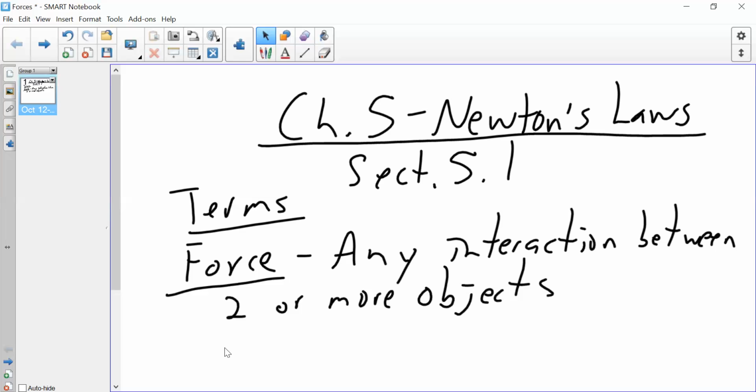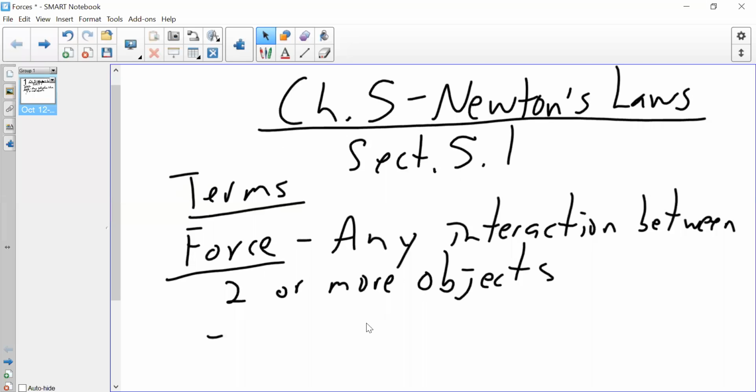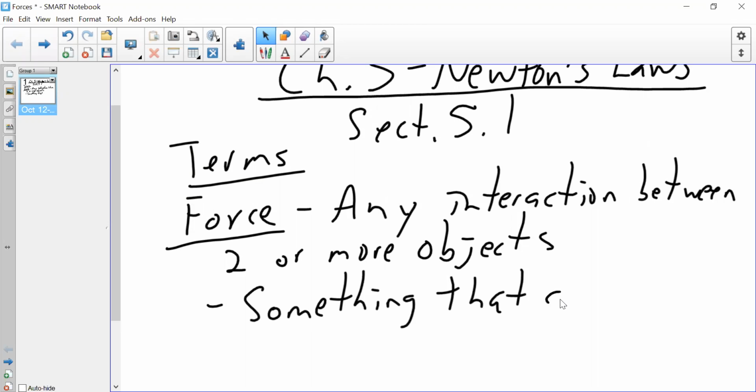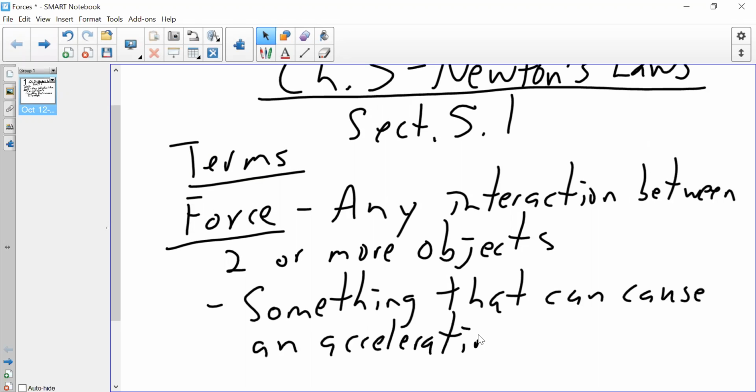Also under force, the force is something that can cause an acceleration. It doesn't always cause one. As we learned in Newton's first law, when all the forces are balanced together, the net force in that system is going to be equal to 0. So that's a case of balanced forces. And when you have balanced forces, there is no acceleration.